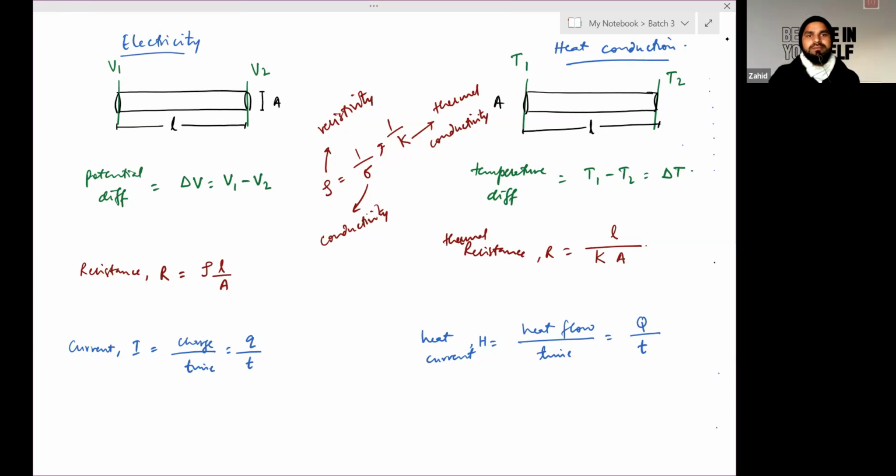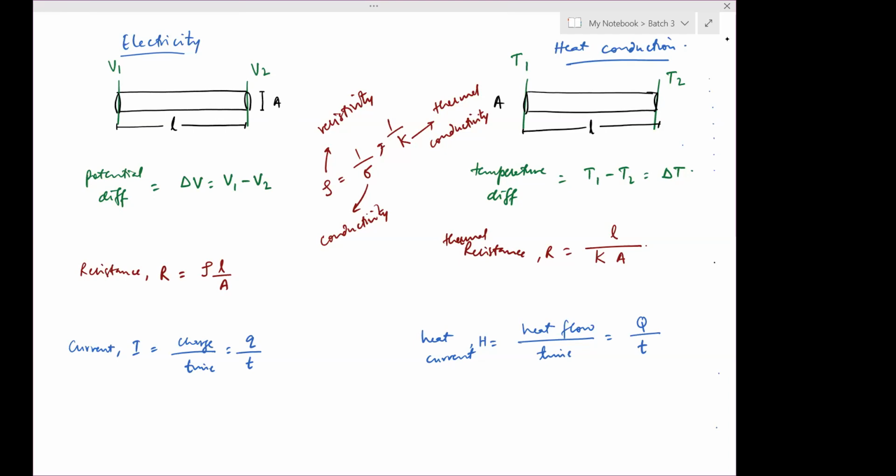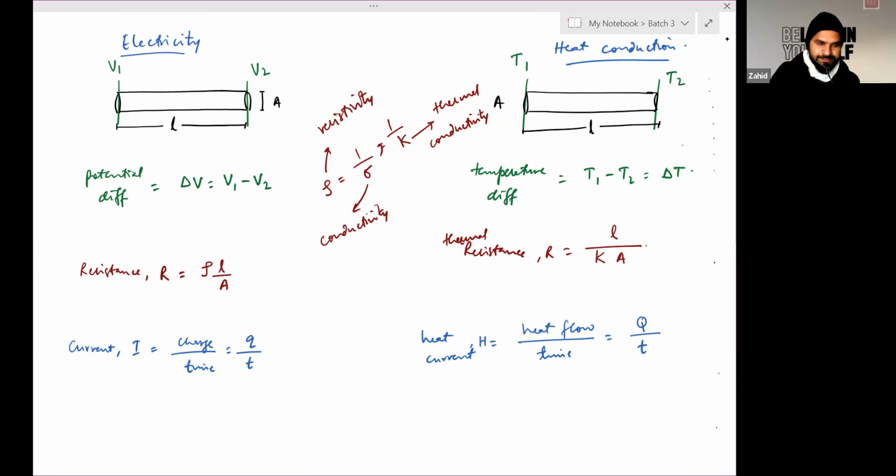Atif, define Ohm's law. The potential difference is proportional to current. Good. So we can write V equals I into R from that part. So voltage difference equals current into resistance.